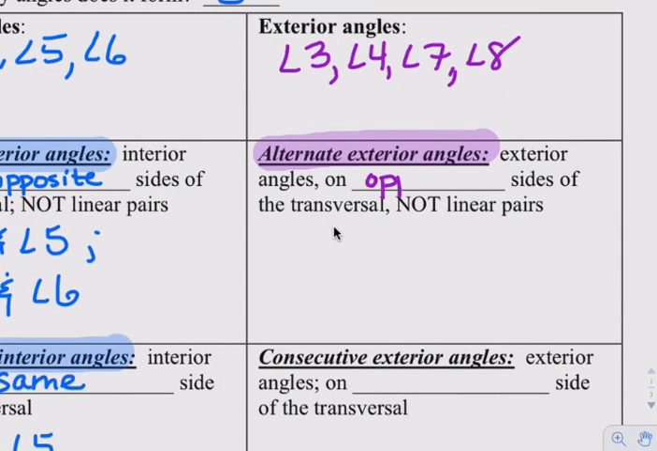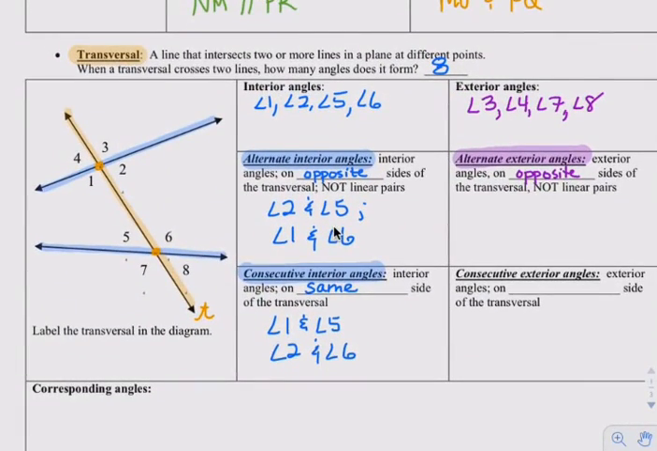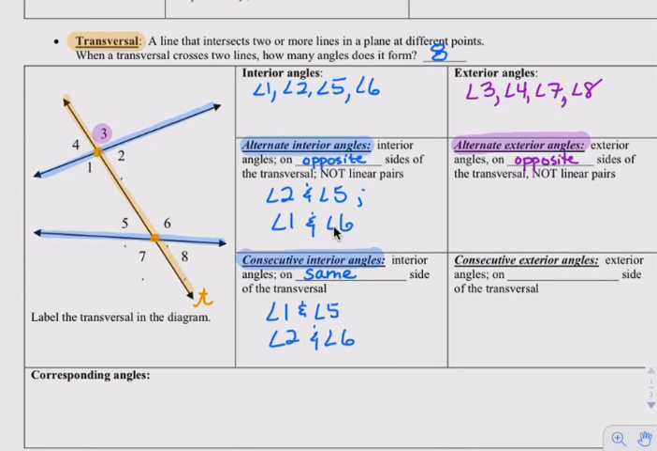But again, you don't want to use linear pairs. So alternate exterior should be like angle 3. And then on the opposite side of the transversal, again, you don't want to grab 4 because they're a linear pair. So 3 and 7. Outside of the two blue lines and on opposite sides of the orange line. So angle 3 and angle 7. What would be the other pair of alternate exterior? Well, if we grabbed 4 as an exterior angle, its alternate exterior angle would be angle 8. So angle 4 and angle 8.